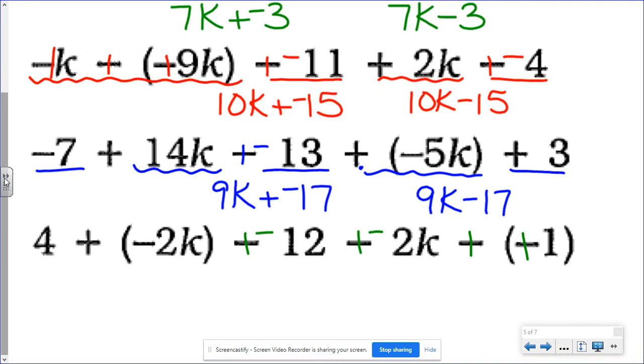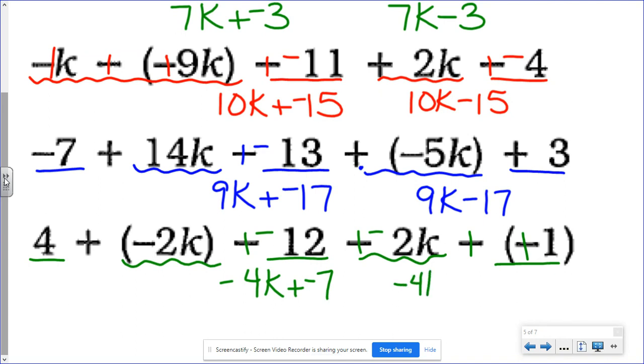So my k's, I've got a negative 2k and a negative 2k, which is a negative 4k. And then I've got 4 and negative 12. Well, that's negative 8. Negative 8 plus 1 is negative 7. So negative 4k minus 7 would be another way to write that.